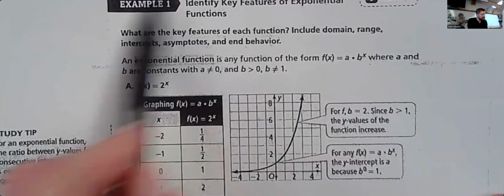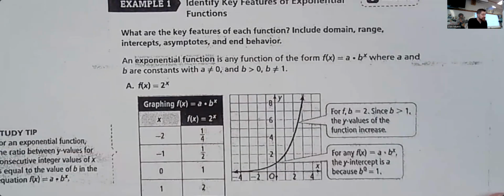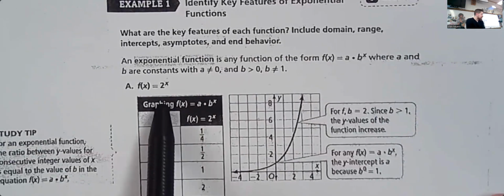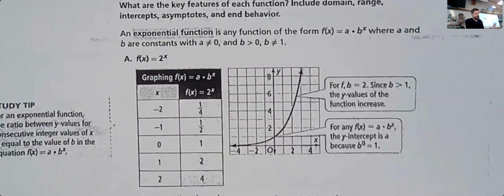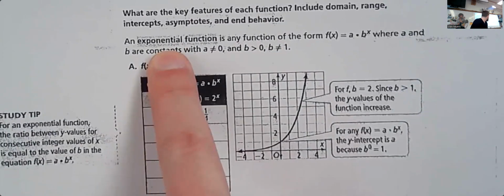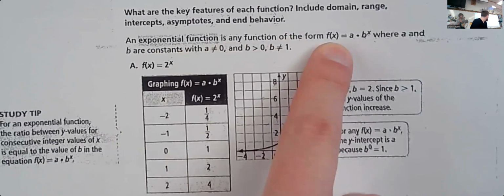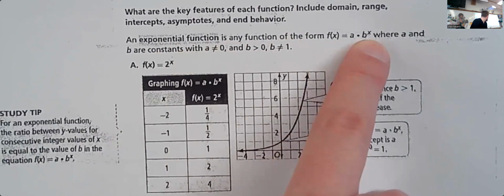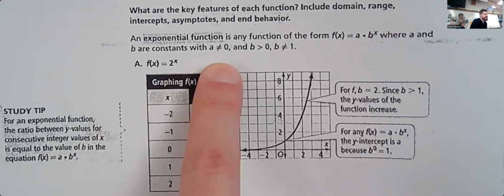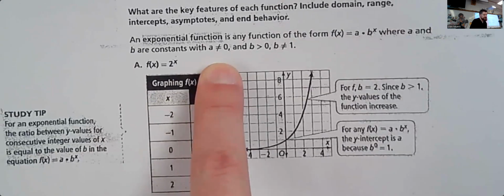So there's kind of a lot that we're going to be writing about these, but the look of the graph, the way the equation is written, values of x and y, those are all going to give us clues as to what's happening. So an exponential function is any function of the form f of x equals a times b to the x power, where a and b are constant values, with a not equal to 0, because if a was equal to 0, the whole thing would just be 0. It would not increase at all.